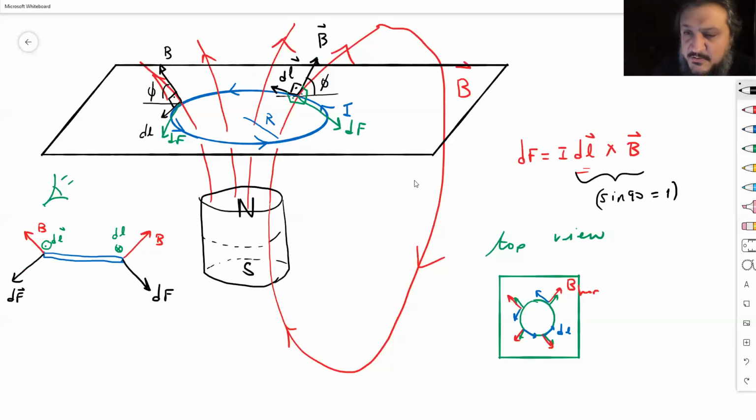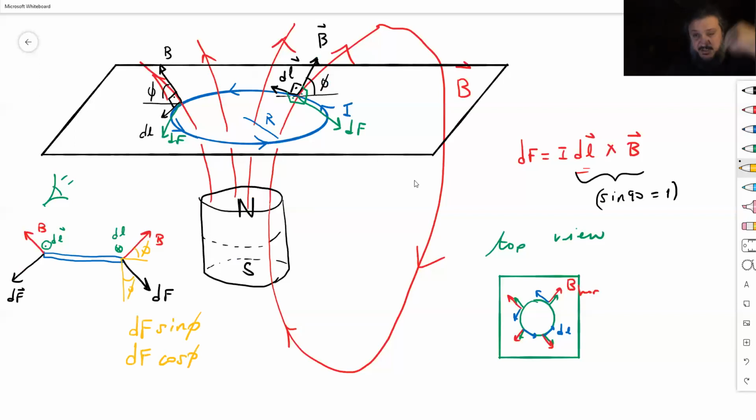Okay, so let's check the angles now. Phi was the angle between B and the horizontal, which makes this also equal to phi, since B and dF are perpendicular. So dF will have two components. dF sine phi, that will be the horizontal component, and dF cosine phi, which is pointing downward, that will be the vertical component.